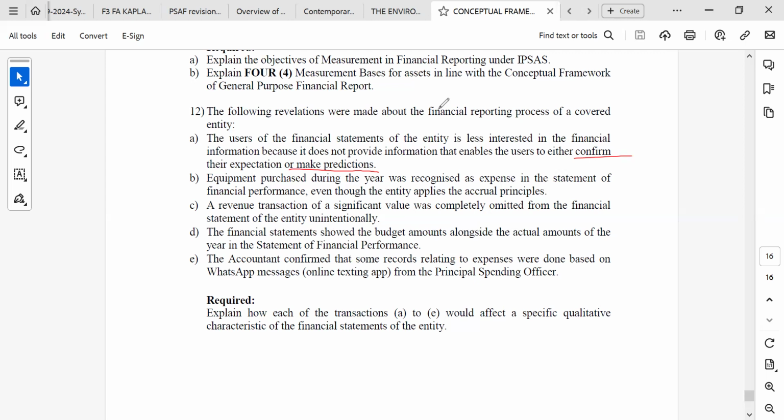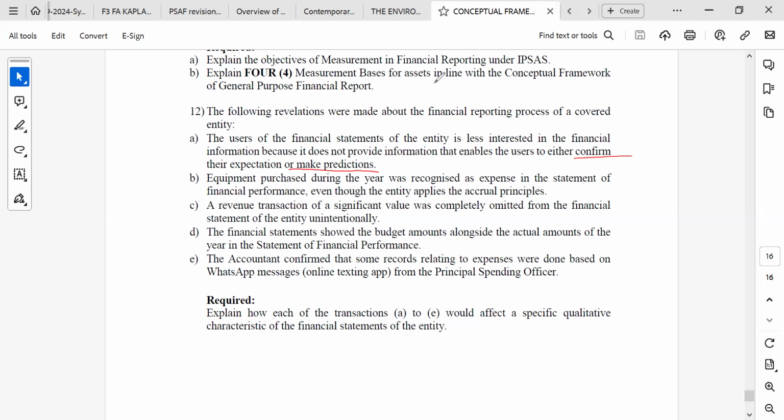C. A revenue transaction of a significant value was completely omitted from the financial statements of the entity unintentionally. Okay. Would the statement be complete? It will not be complete. No. Okay. So what characteristic will be here? Still faithful representation. Yes, it will still be the faithful representation.